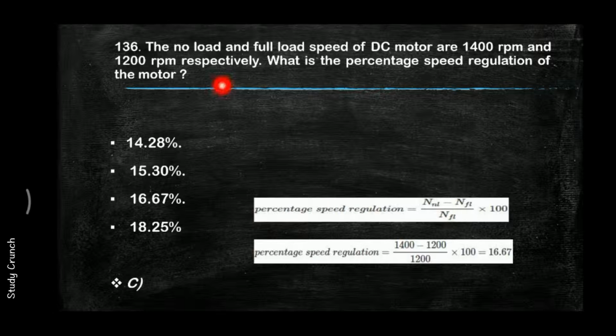Next, the no load and the full load speed of a DC motor are 1400 rpm and 1200 rpm. What is the percentage regulation of the motor? So percentage speed regulation is (speed at no load minus speed at full load) upon speed at full load, into 100, and the percentage speed regulation will be (1400 minus 1200) upon 1200 into 100. So it is 16.67%. So the answer is C.